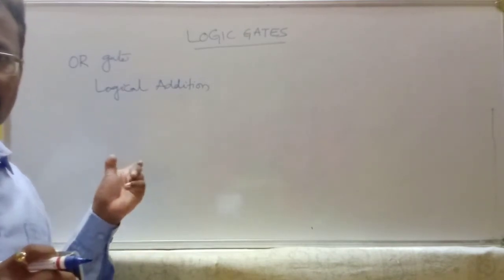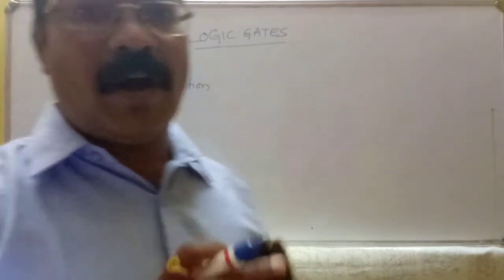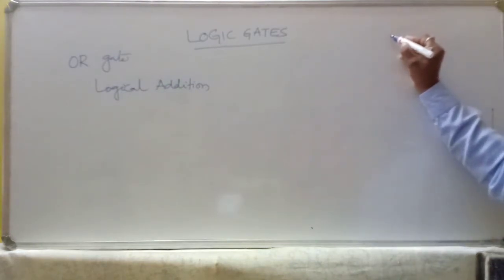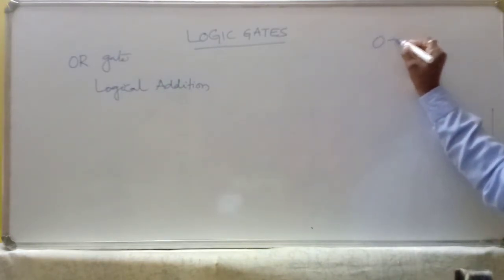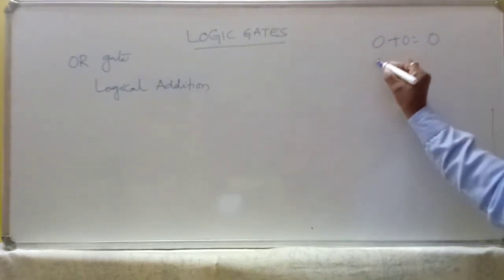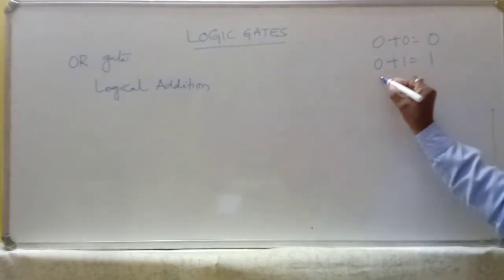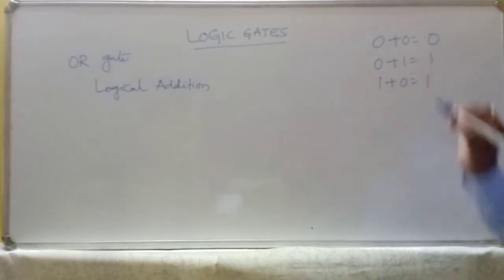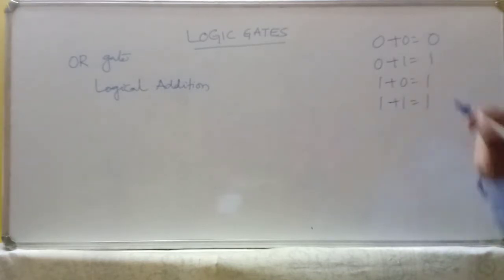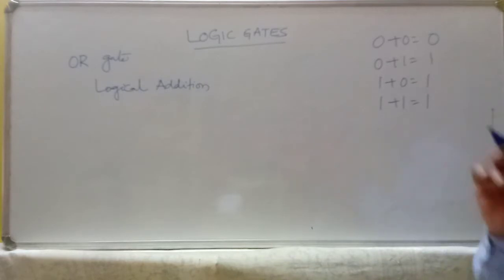Before going to know about this OR gate, we have to remember the OR rules, the addition rules, the logical addition rules. That is, 0 plus 0 is equal to 0. 0 plus 1 is equal to 1. 1 plus 0 is equal to 1. 1 plus 1 is equal to 1. That is the addition rule.